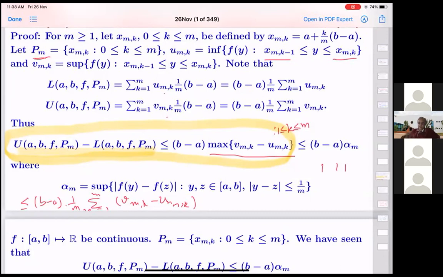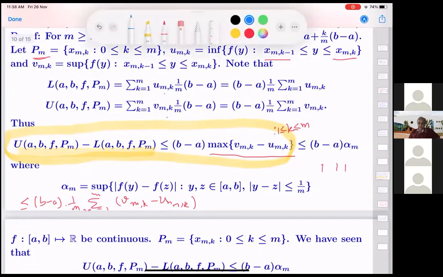So this is a very simple statement that has nothing to do with our context, but the difference between these two averages is at most equal to the maximum between the corresponding values. That's it. Okay.